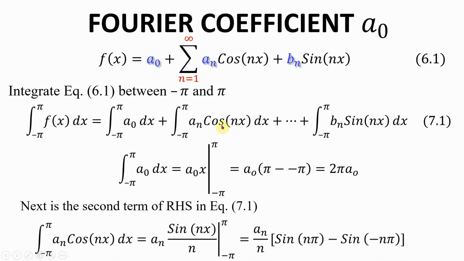Let's proceed again. We need to continue to the second term of equation 7.1, which means that we need to evaluate the integral from minus pi to pi of an cos nx dx. If we integrate cos nx, what we are going to have is sin nx over n. Don't forget, if you integrate cos nx, you have sin nx, then you divide by n. So that will give us an sin nx over n. Then we evaluate from minus pi to pi. So this will give us an over n, with n coming outside, then sin n pi minus sin minus n pi.